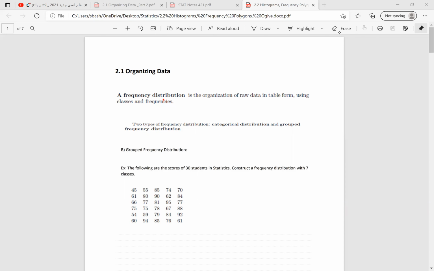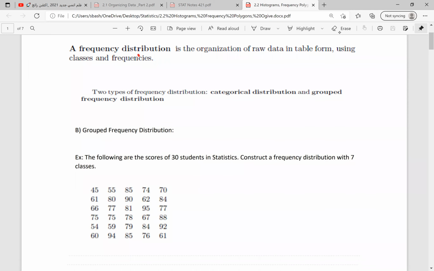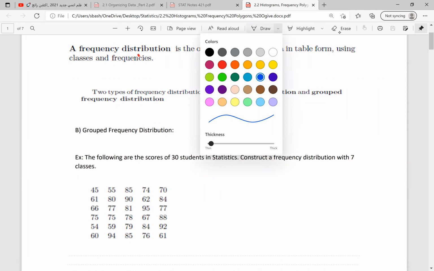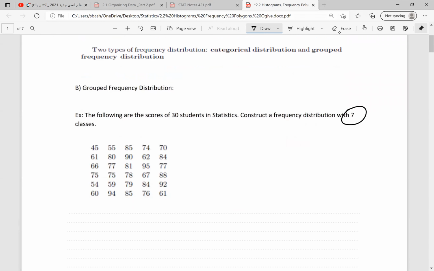Sometimes the difference between the largest and the smallest value is very large, so we need to put all of the data in groups. So let's take this example to explain the details for this type of distribution. The following are the scores of 30 students in statistics. We need to construct a frequency distribution with 7 classes. This will be the number of classes, or the number of groups.